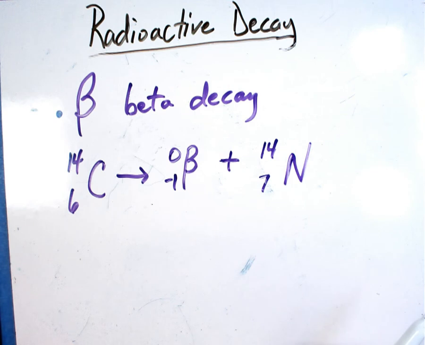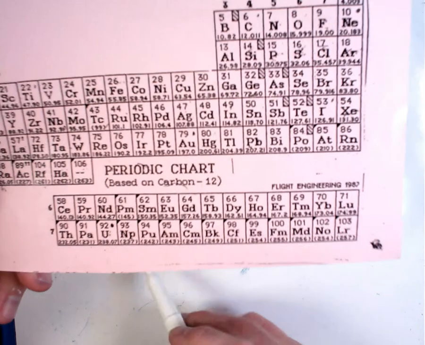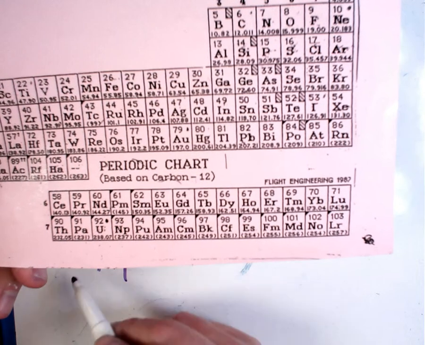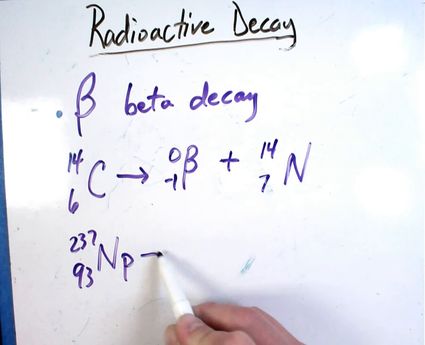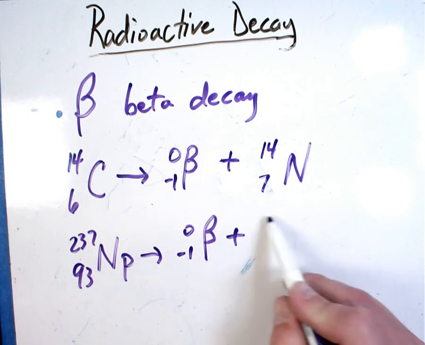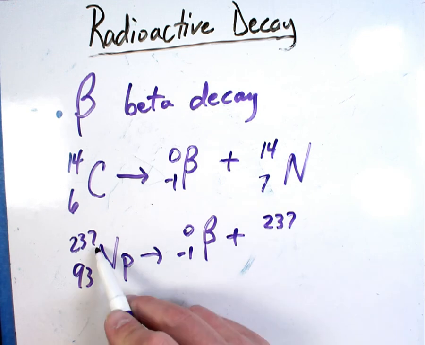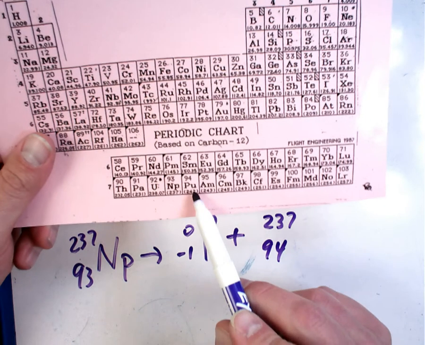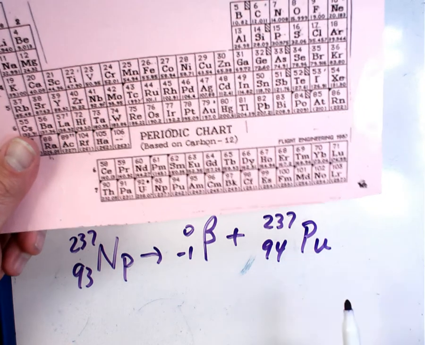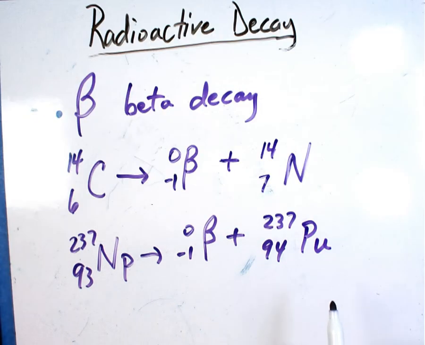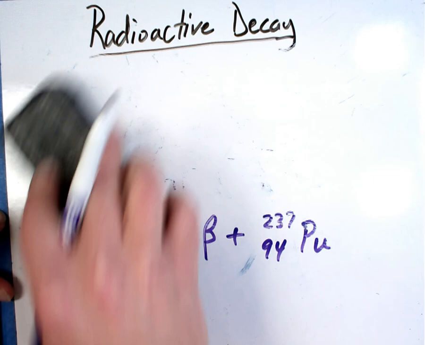Now let me show you one more of those real quick on the periodic table. Let's pick something like neptunium, 237-93. When it goes through beta decay, the mass number has to be 237 as it adds back. This is going to go up to 94. So when you look at the chart, plutonium, 94. Simple math tells you what to do. You'll always have a periodic table to help you. And so beta decay looks like this. Now we'll put them together here in a minute, to make your life a little easier.